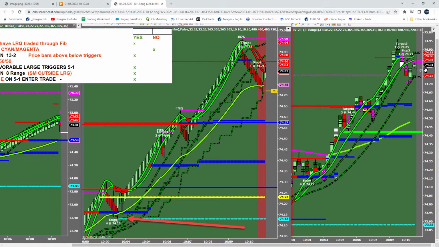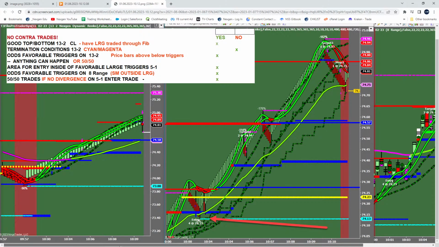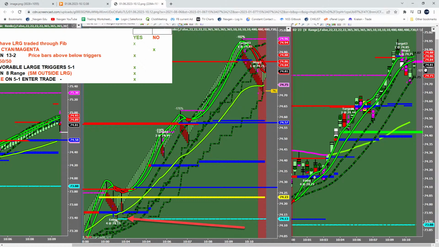All right. If you guys have trades, put them in. All right, Gary, let's see what you got. Let's go through your chart. Let's go through your checklist. So number one, you had a good bottom. Yes. Number two, odds favorable triggers on the 13.2 chart. Yes. No termination conditions, and you bought Fibonacci support. Okay. And you took what? 25 points on half and 45 points on the other half, just about. Very nice. Very nicely done.